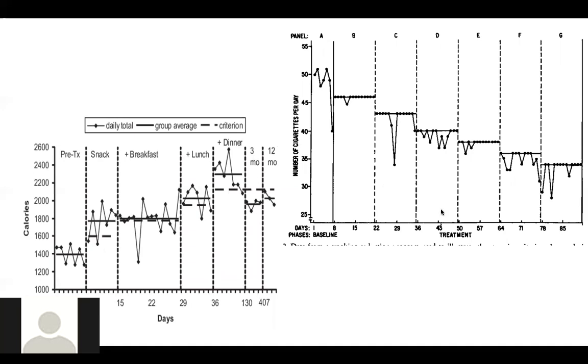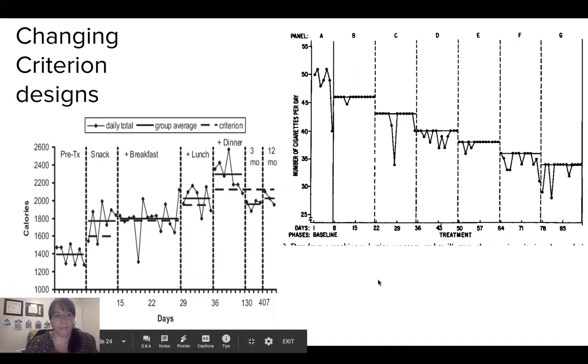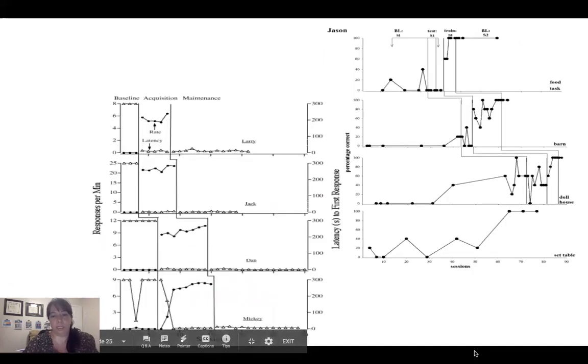Ascending. One's an ascending criterion, one's a descending criterion. Perfect. Changing criterion, but since you guys got it so quick, I wanted to see if you knew that. So ascending changing criterion and descending. Awesome. All right, what is this?